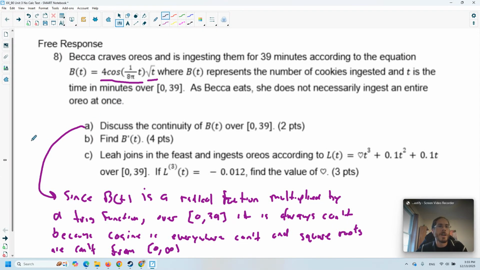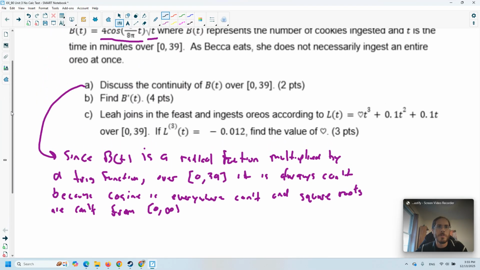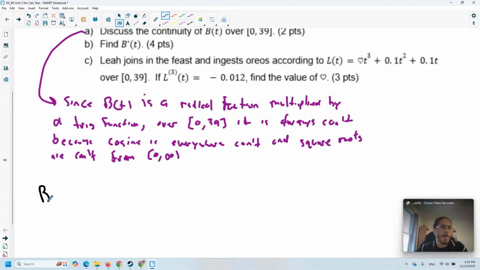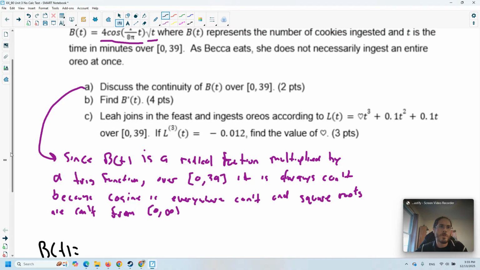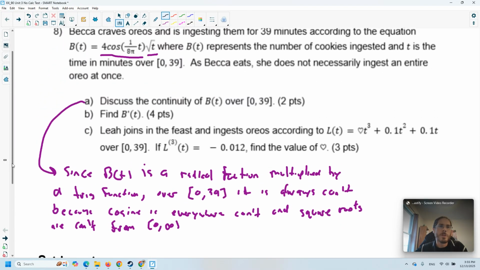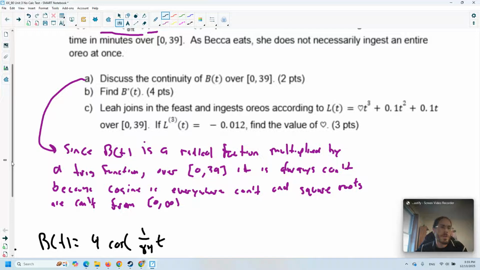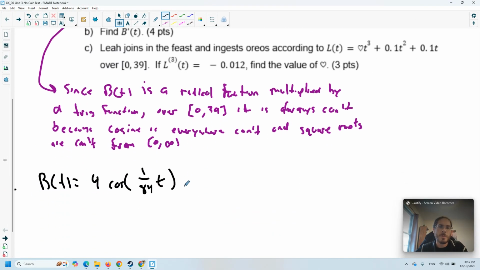For part B, it says find the derivative of b. So we got a big equation, and it needs more space to write this down. B of t equals 4 cosine of 1 over 8 pi t, not 18, and then times radical t. I'm going to make that times sign very obvious, because that gives me a hint that I'm going to have to do a product rule.